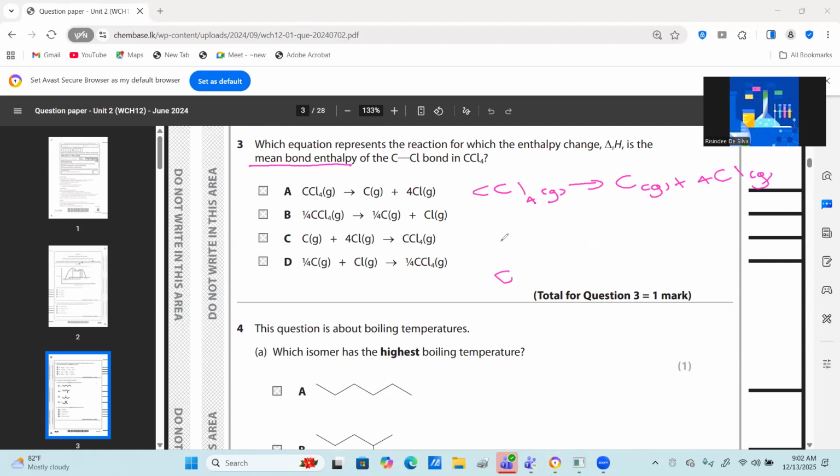So if we take CCl4, one CCl4 molecule has 4 C-Cl bonds. To find the mean bond enthalpy, we need to find the average one. So everything should be divided by 4. Then this will be the correct answer. So according to this, B is the correct answer.